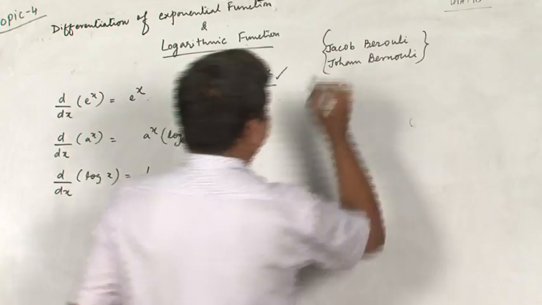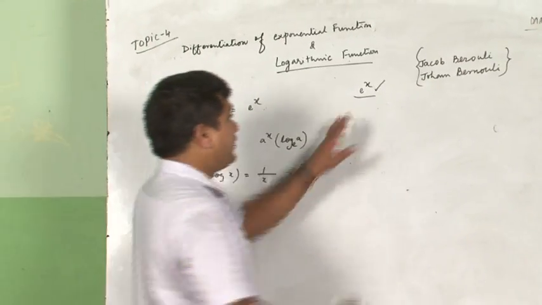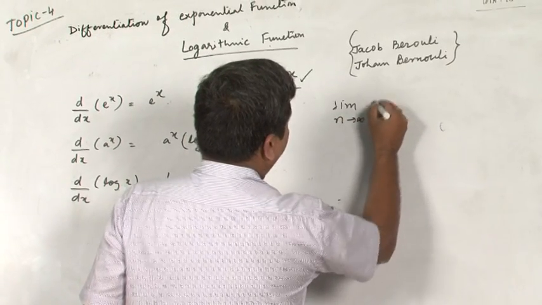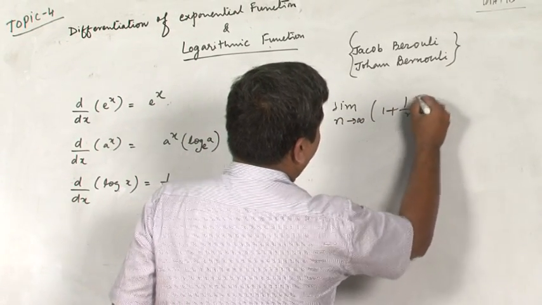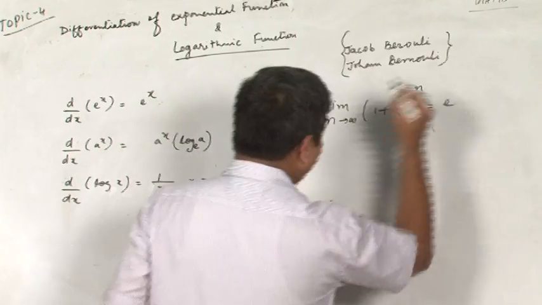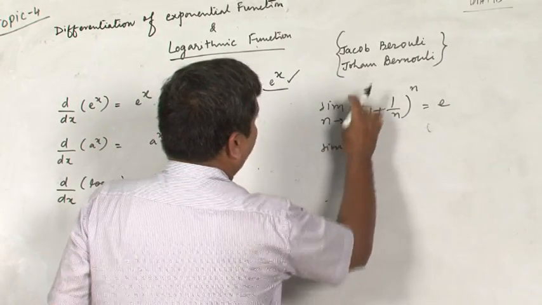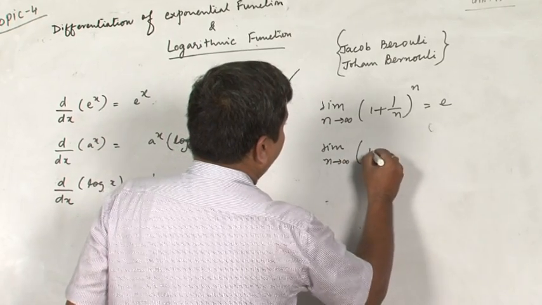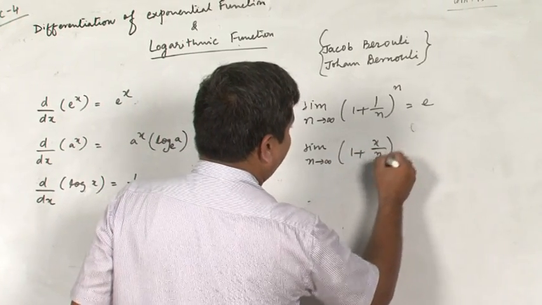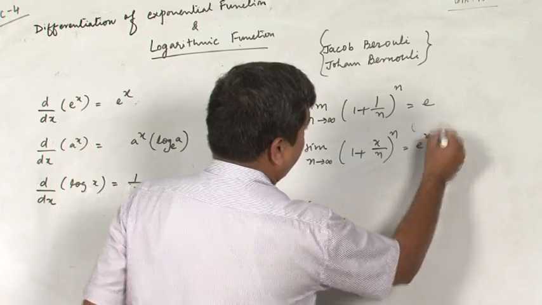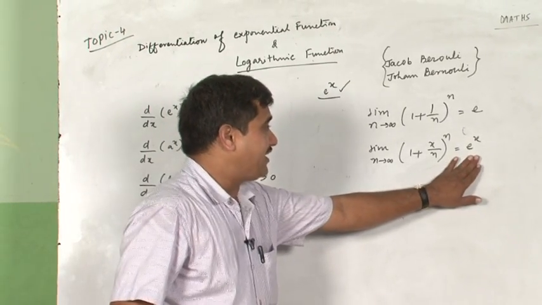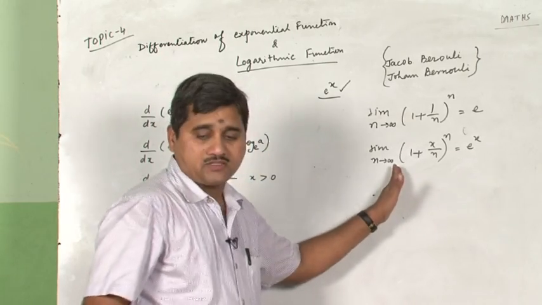These two are the brothers who invented exponential function, which is initially written as limit n tends to infinity (1 plus 1 upon n) to the power of n as e. The same thing later was changed by Johann Bernoulli as limit n tends to infinity (1 plus x upon n) to the power of n is equal to e power x. So, this particular problem, the exponential function, has a deeper relation with the limits concept as well.